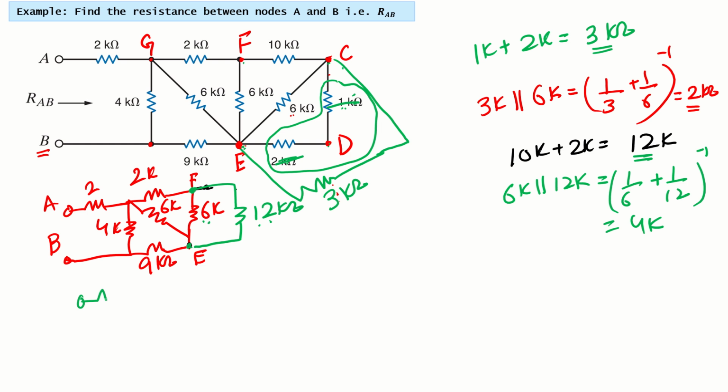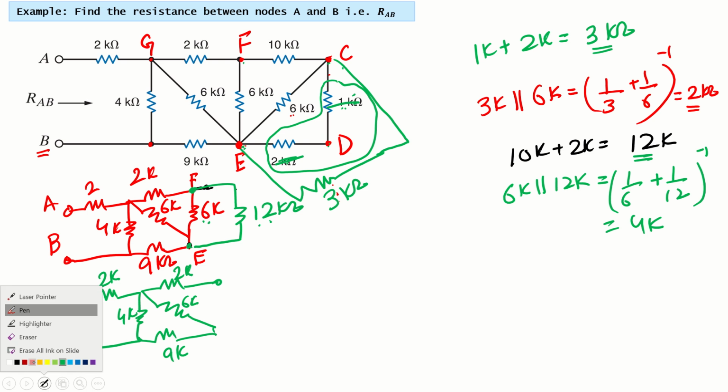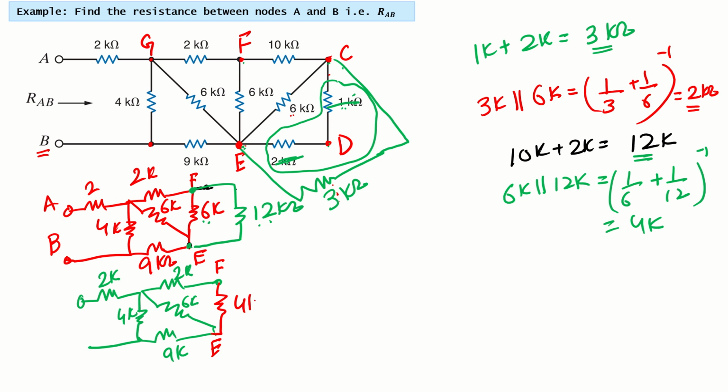If I redraw this circuit again here, and you can redraw the circuit at every step to make it easier to understand, this is 6K, this is 2K, here we have 9K, this is 4K, this is 2K. And now between F and E, we have a resistor of how much value? 4 kilo.